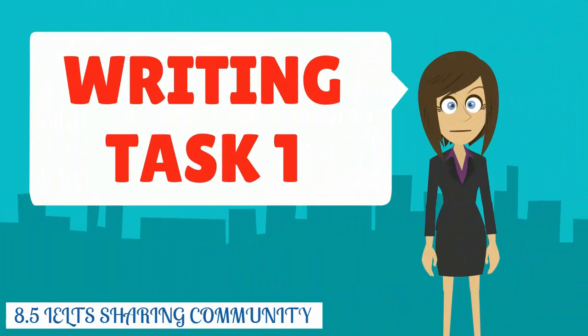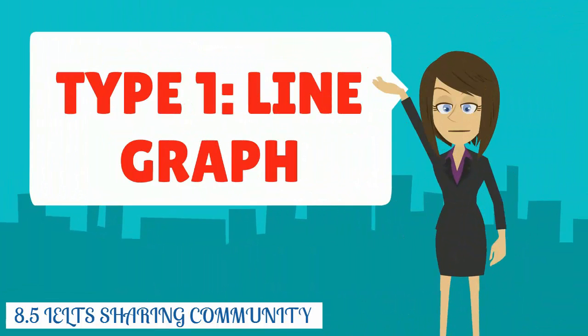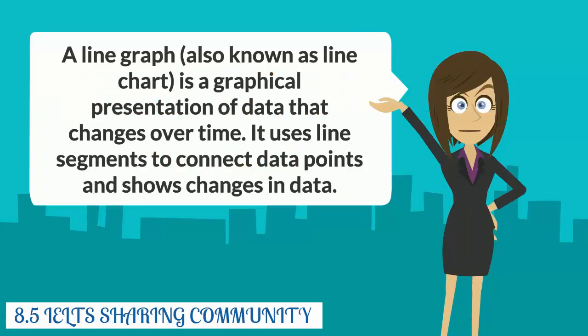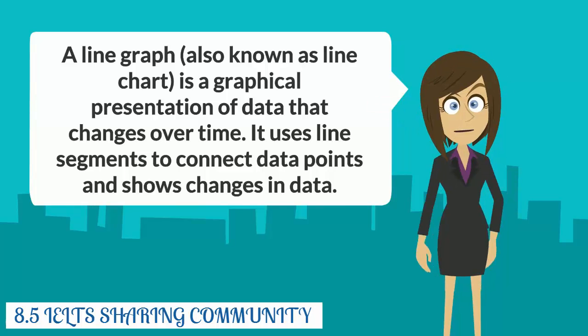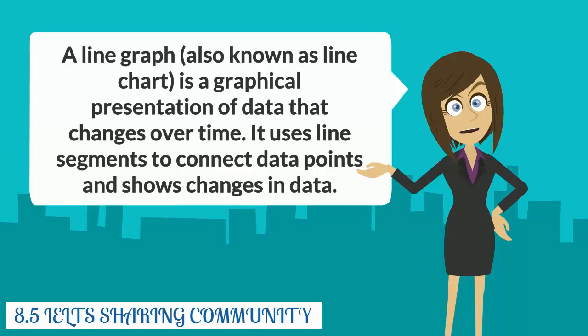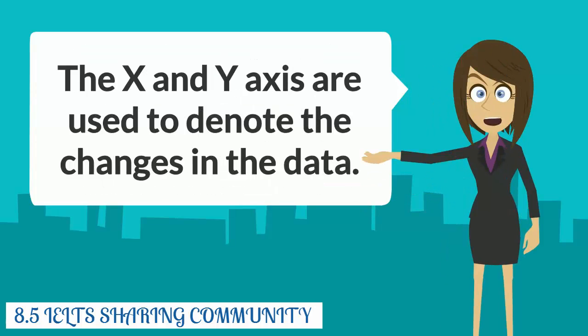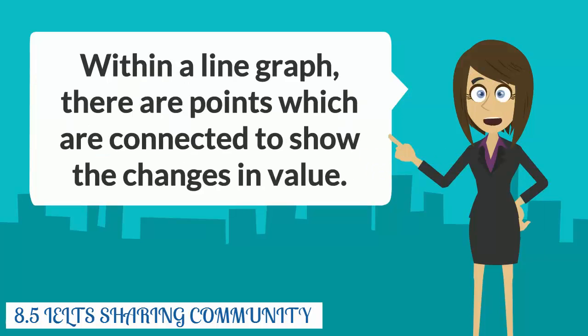Writing Task 1. Type 1, Line Graph. A line graph, also known as a line chart, is a graphical presentation of data that changes over time. It uses line segments to connect data points and shows changes in data. The X and Y axes are used to denote the changes in the data. Within a line graph, there are points which are connected to show the changes in value.